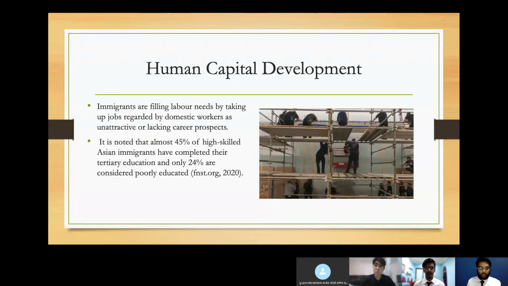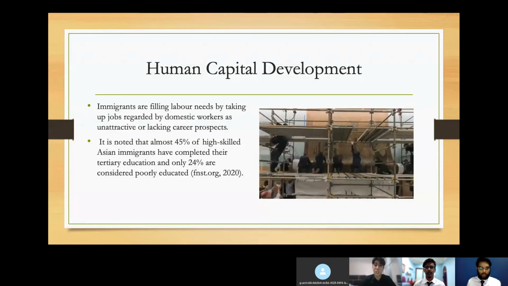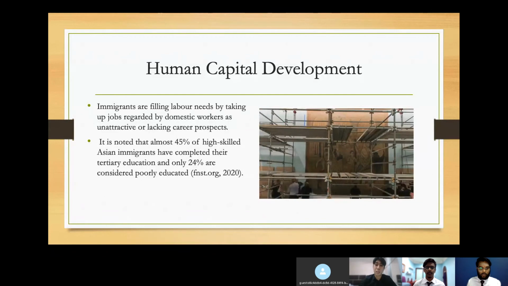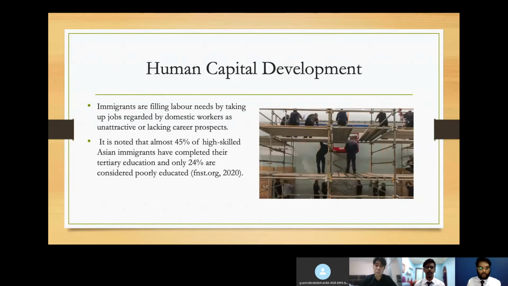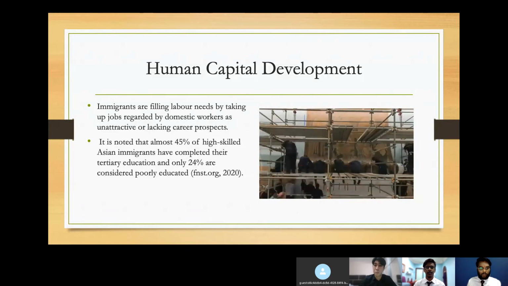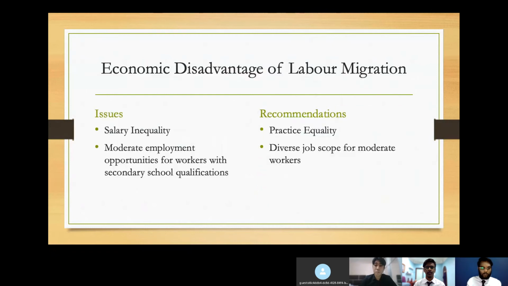Almost 45% of high-skilled Asian immigrants have completed their tertiary education and only 24% are considered poorly educated, which contributes to foreign countries' human capital development. Next slide.